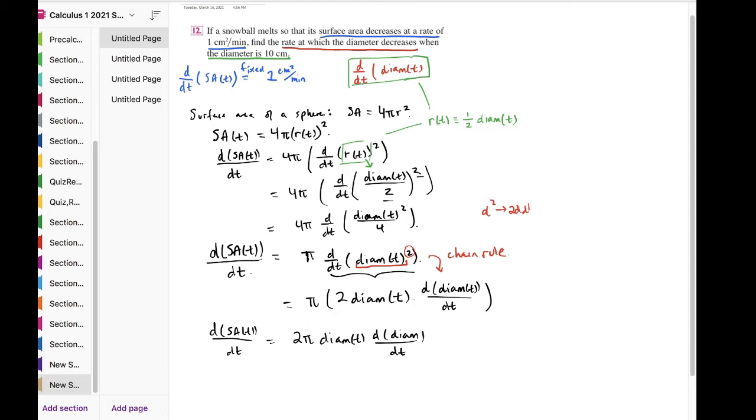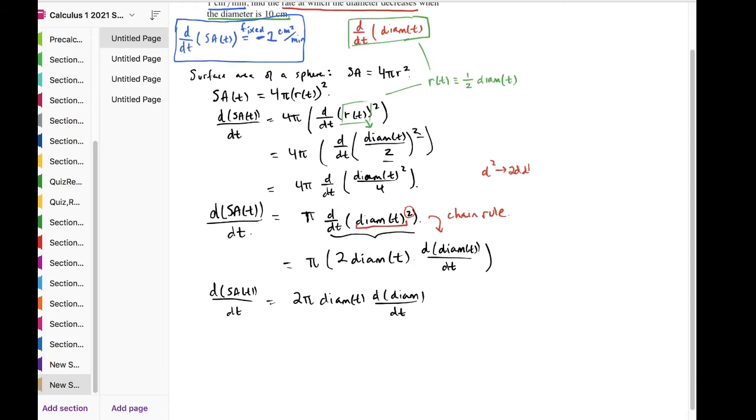Yeah, derivative SA we know. That was our given. Now, I should have been more careful here. It's actually negative, right? Because it's decreasing. So this is -1. Do we know anything else?